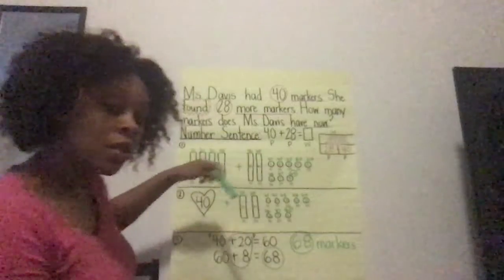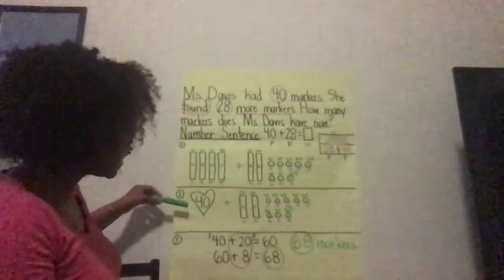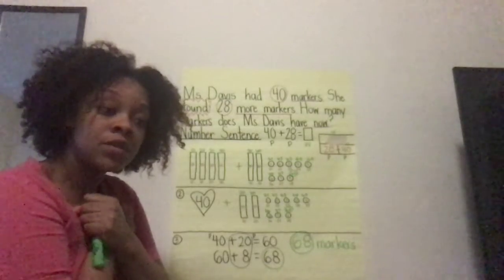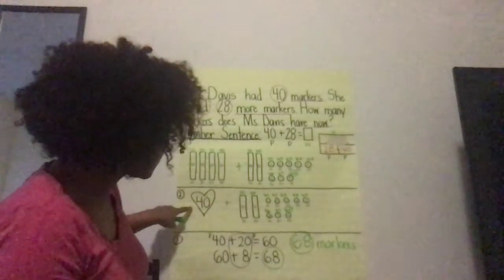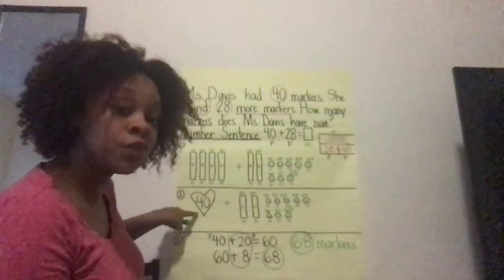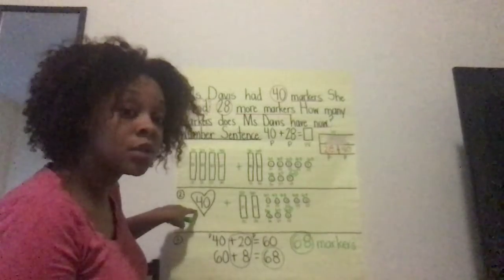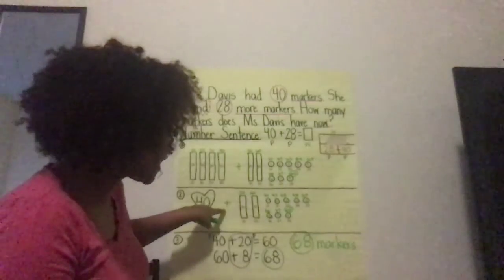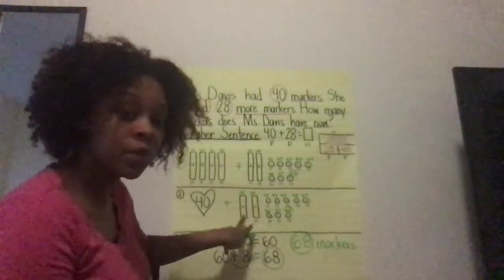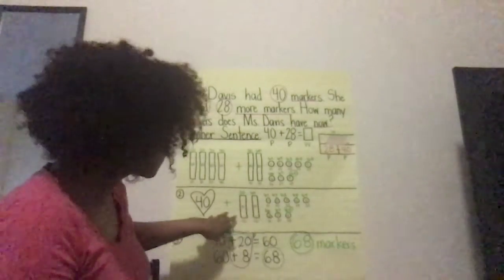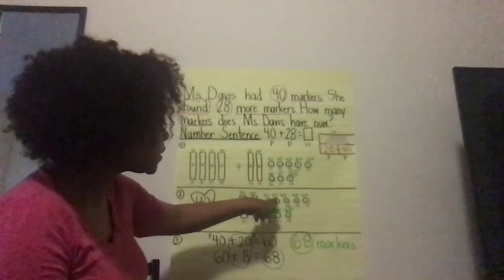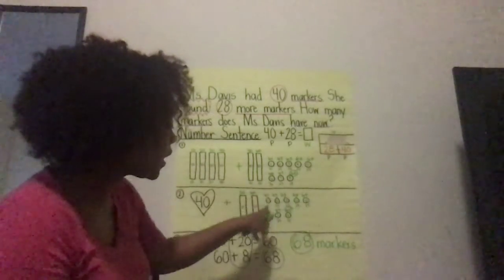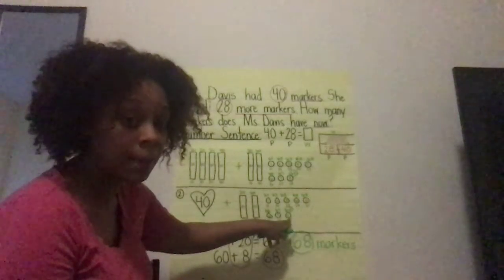The next strategy is conserving. And remember that conserve means to hold on to or to hold in your heart. So when I use this strategy, I conserved 40 because it's the larger value. And then I counted on 28. So I put out 2 tens and 8 ones. So 40, count on 50, 60, 61, 62, 63, 64, 65, 66, 67, 68.